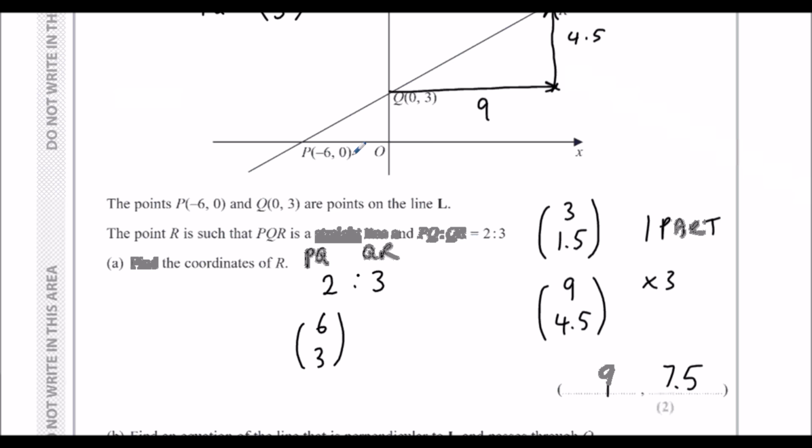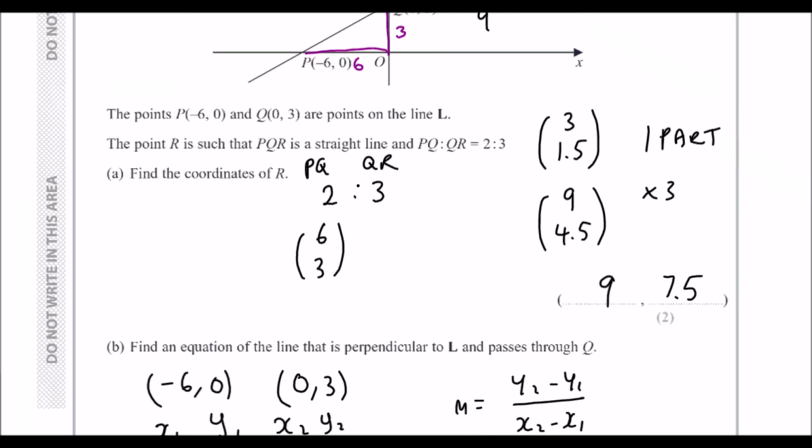So if we go along 6, up 3, we can just say, well, it's the 3 divided by 6, so the change in y divided by the change in x. And we can say for every 1 it goes across, it has to go up half. Across 1, up half. So the gradient is 1/2. So the change in the y divided by the change in the x. 3 divided by 6 is 1/2.